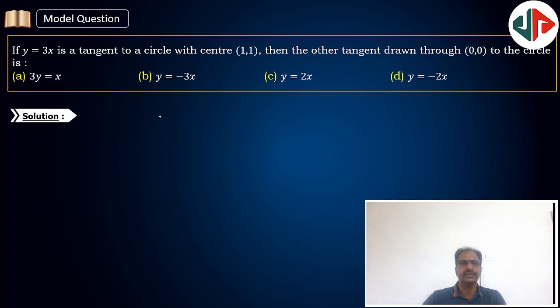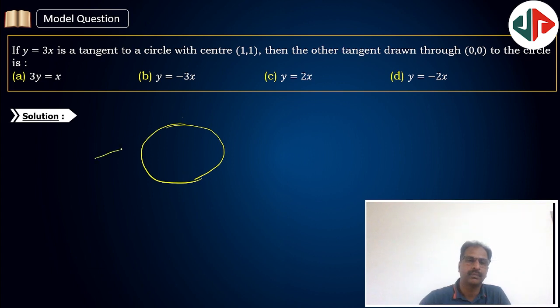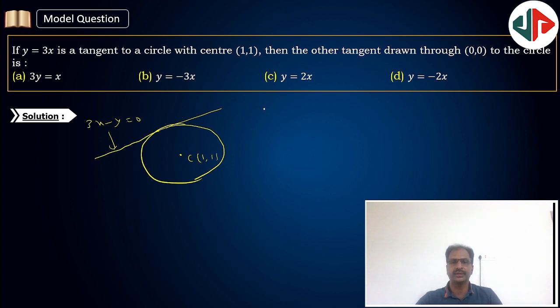Next, y is equal to 3x is a tangent to the circle. Y is equal to 3x means 3x minus y is equal to 0. Center is 1, comma 1. If a line touches a circle, radius is equal to perpendicular distance from the center to the line. Implies r is equal to d is mod of 3 minus 1 by under root 9 plus 1, which is 2 by root 10. This is root 2 by root 5.